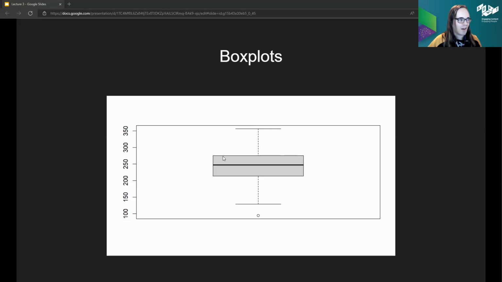That draws the box around 50% of your data. So these are the 50% closest to the median. The group that's between the 50th and 75th percentile, and the group that's between the 25th and 50th percentile. That's 50% of your data represented there.